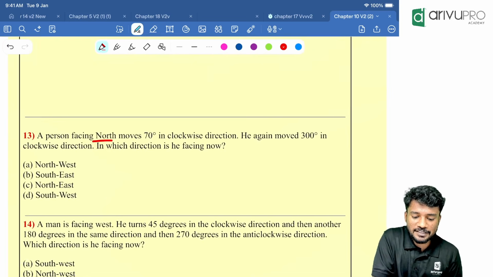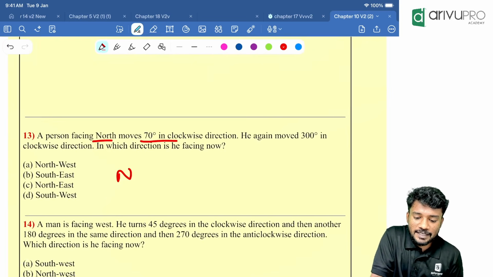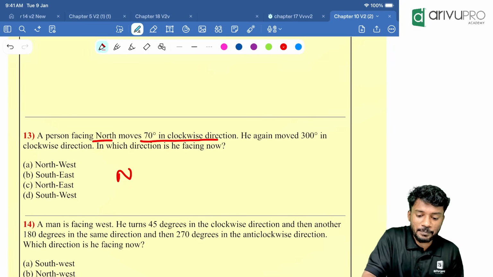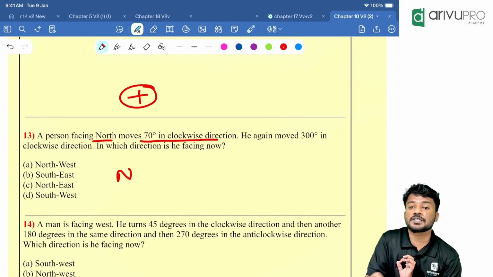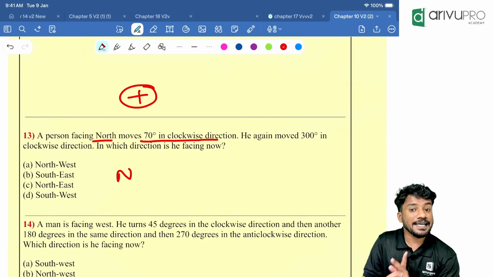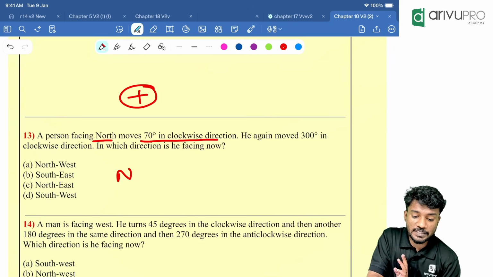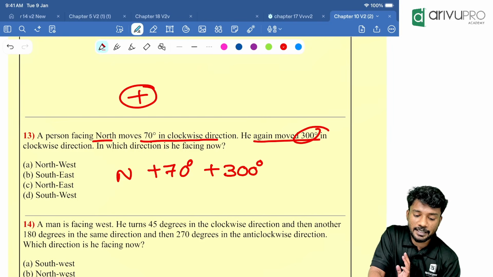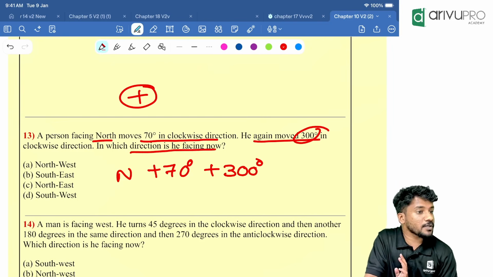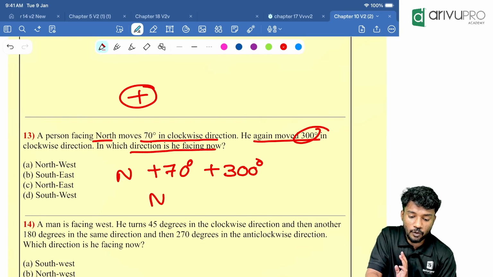Now, first question, I'll just take you up there. A person faces north, moves 70 degree in the clockwise direction. People, from now onwards, whenever I say clockwise, you should understand it is a positive sign. Anti-clockwise is negative sign. So, move 70 degree in positive means plus 70 degree. Then again move 300 degree in clockwise means plus 300 degree. Then in which direction is the person looking now is the question. So north plus 370 degree.